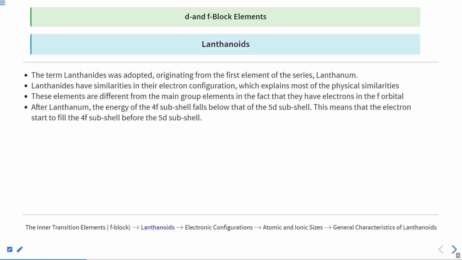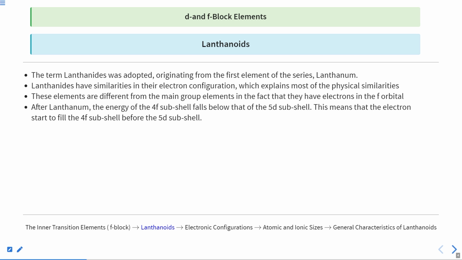The term lanthanoid was adopted originating from the first element of the series, that is lanthanum. We know this. Lanthanoids have similarities in electronic configuration which explain most of the physical similarities also. The electronic configuration is the same, and due to that they resemble each other in physical properties also. These elements are different from the main group elements in that they have electrons in their f orbital.